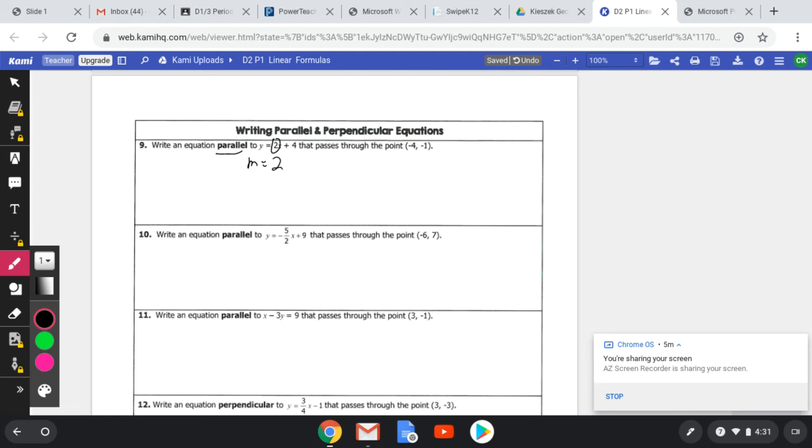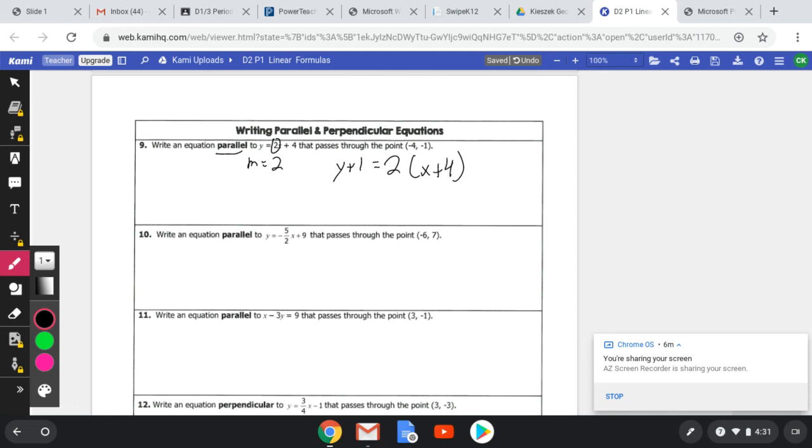And since it's parallel, that means I keep the slope the same. I have a slope. I have a point. I just use my point slope formula. So y plus 1, since it's y minus -1, equals 2 times the quantity x minus -4, or plus 4.